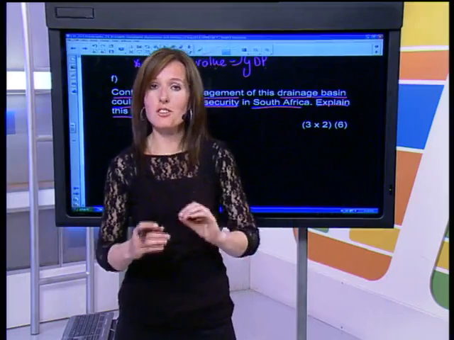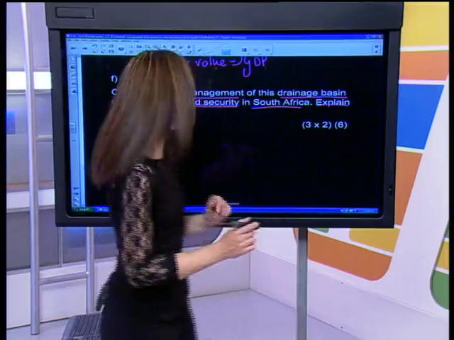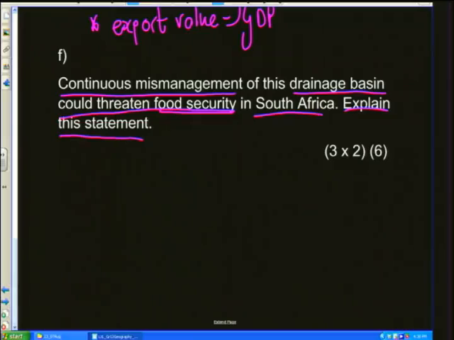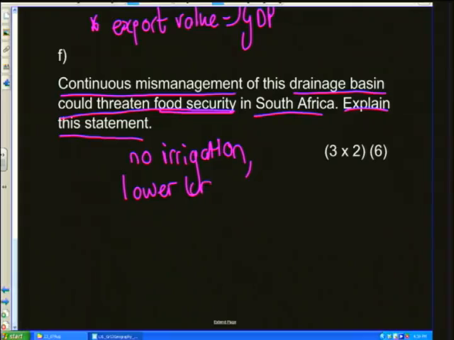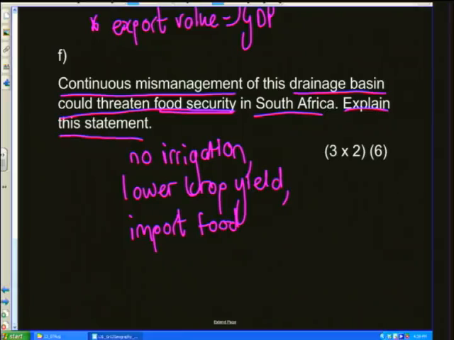So let's very quickly jot a few things down, and then we'll go to a break. All right, so firstly, we don't have enough water for irrigation, which leads to a lower crop yield. Which means that we'll have to import food as well, which is expensive. And we're trying to do that to combat food insecurity.